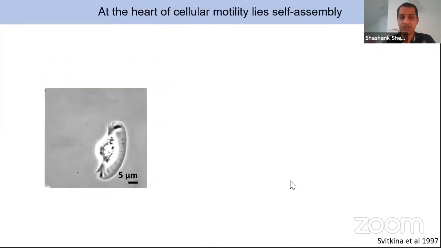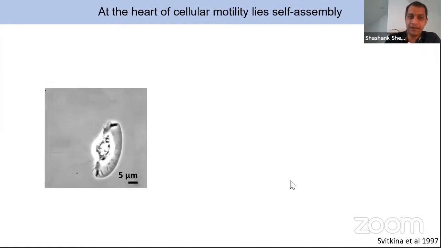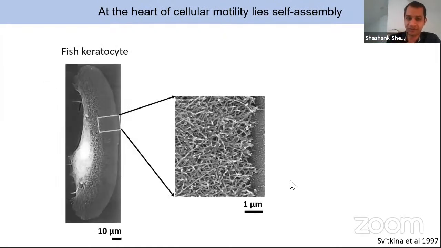So if you would zoom in deeper with electron microscopy into the cell that is migrating from left to right, what you'll see is a mesh-like structure, which might remind many of you of when a garden goes bad and your grass dries up. That's basically how it looks.